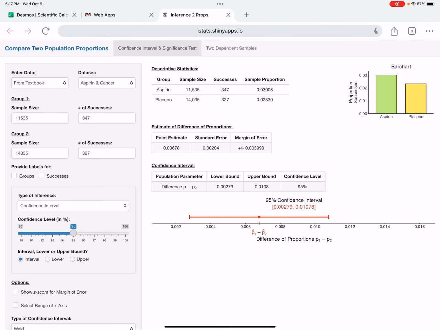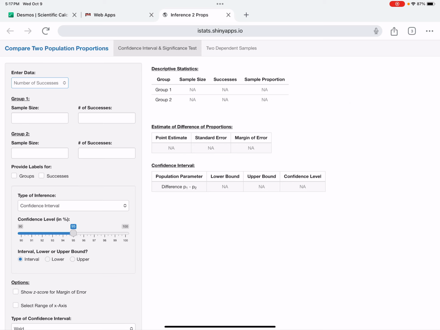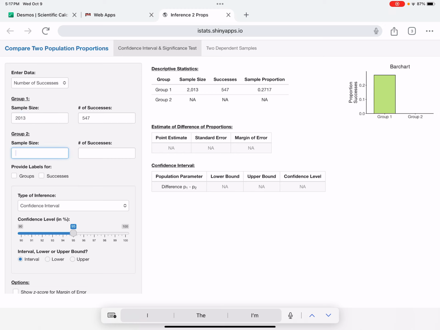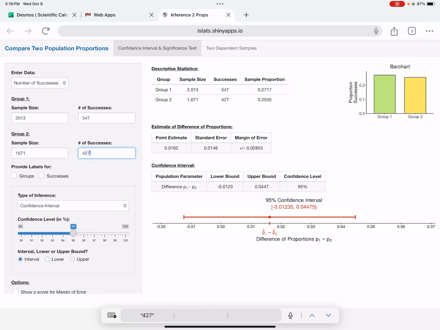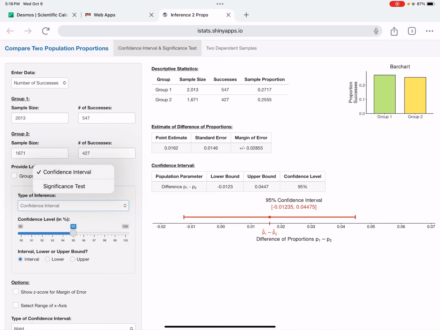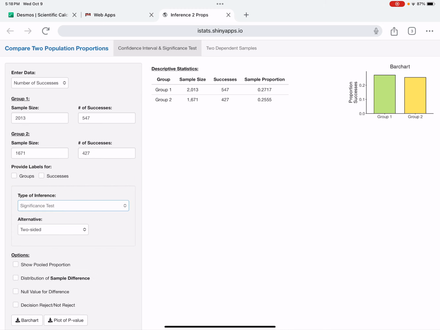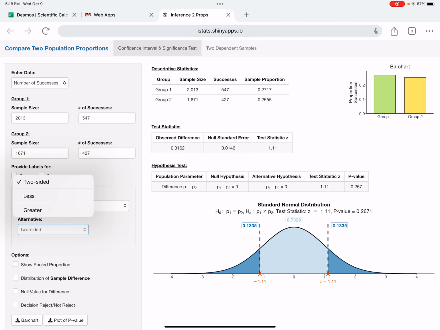Okay, so in group 1, we have 2013 and 547. And in group 2, we have 1671 and 427. And I'm not looking for a confidence interval just yet. I want to run a hypothesis test, and we wanted it to be right-tailed.